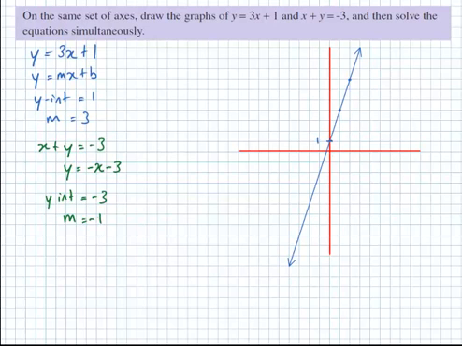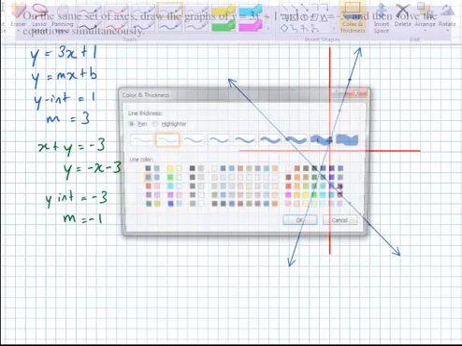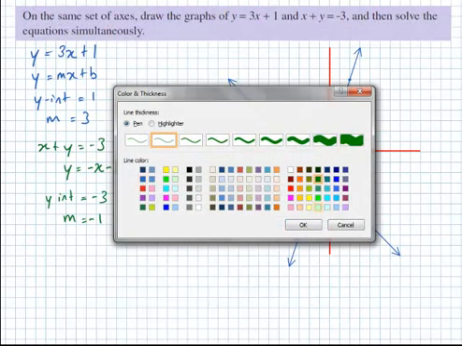So a y-intercept of negative 3 is here, and a gradient of negative 1 means that for every 1 I go down, I go across 1. 1 down, across 1, 1 down, across 1, and so on. Alright, so my line needs to go through those points. And just change the colour so you can see which line's which.